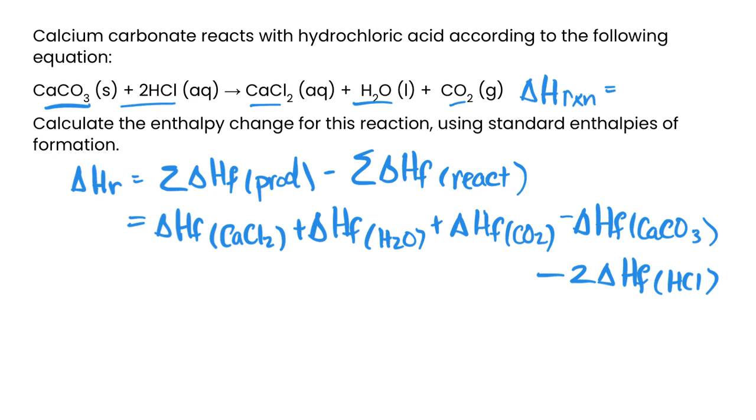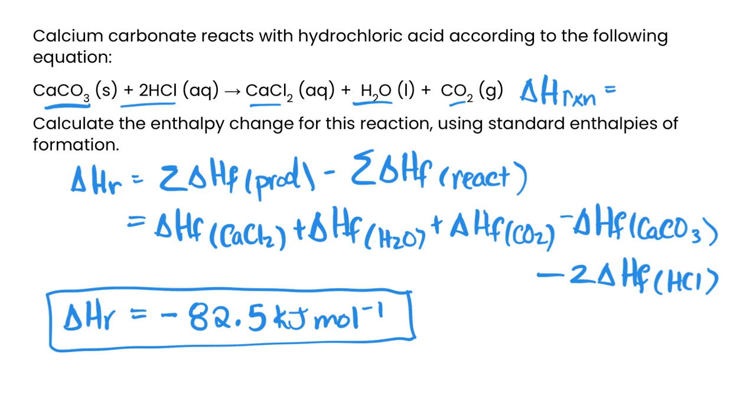So if we look up all the values, I don't want to write them all down, but there are data tables that you can look them all up. And once we plug that in, we should get negative 82.5 kilojoules per mole. So the delta H of our reaction, we got straight from the delta H of formation values of all of the different components of our reaction. Really nice way to basically use Hess's law as well as some data tables that we have available to figure out the delta H of reaction of pretty much any reaction we would want to figure out.